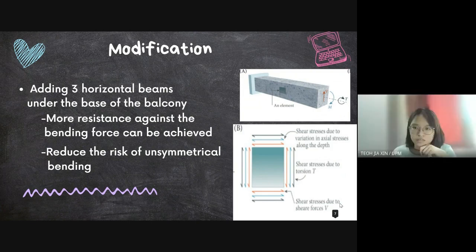If that is the case, I suggest adding 2 additional vertical beams underneath the balcony and connecting them with the 3 horizontal beams that Hui Ting suggested. The 3 beams suggested by Hui Ting can act as cross beams to further increase the strength of the balcony.